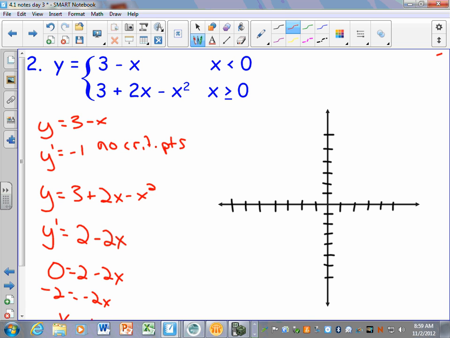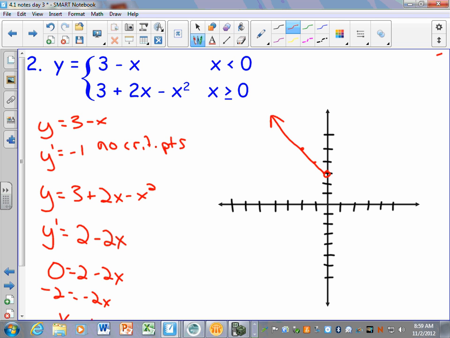My dividing point is 0, which is really nice because that's just my y-axis. So half of my graph should be to the left of the y-axis, and half of my graph should be to the right of the y-axis. 3 minus x means I have a y-intercept of 3, yes? And that would be an open circle. And a slope of -1. Since I'm graphing to the left here, I'm going to go up 1, back 1. Up 1, back 1. And it would look something like that. Do you agree with that?